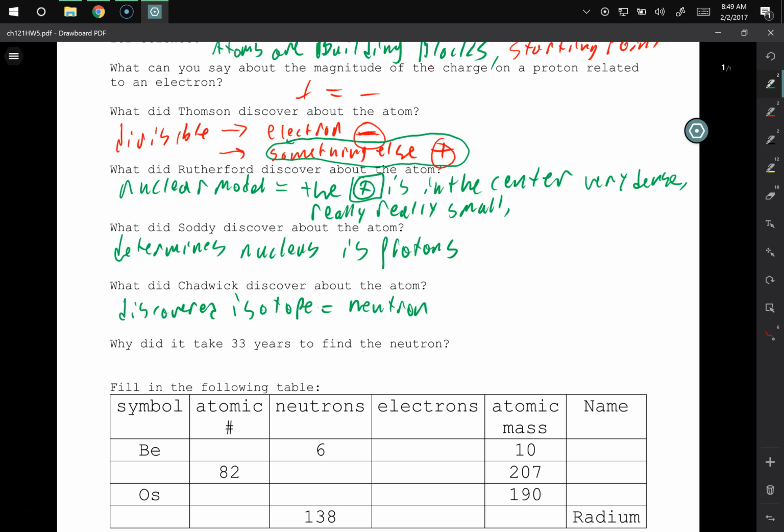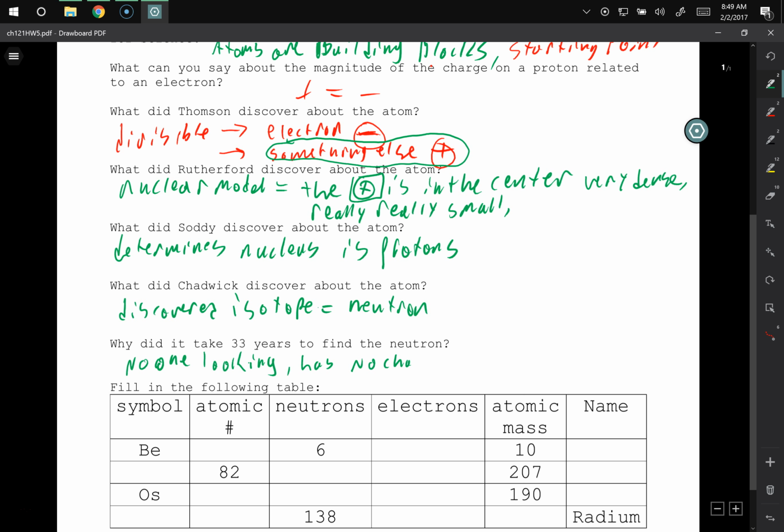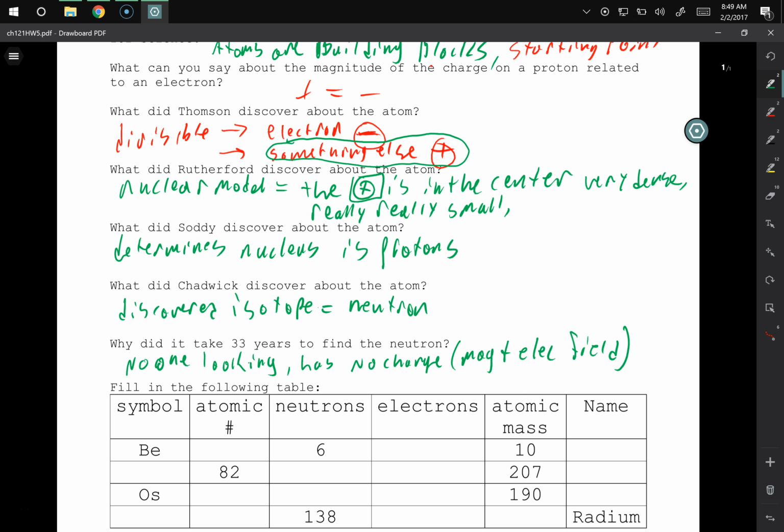Why did it take 33 years for this to be figured out, that there were neutrons? One, no one's looking. And what else? It has no charge. So the magnetic field and electric field didn't do anything at all. They don't do anything to something that's got no charge on it. So the things that we were using to study the electron and study the proton weren't affecting the neutron, so we never noticed it.